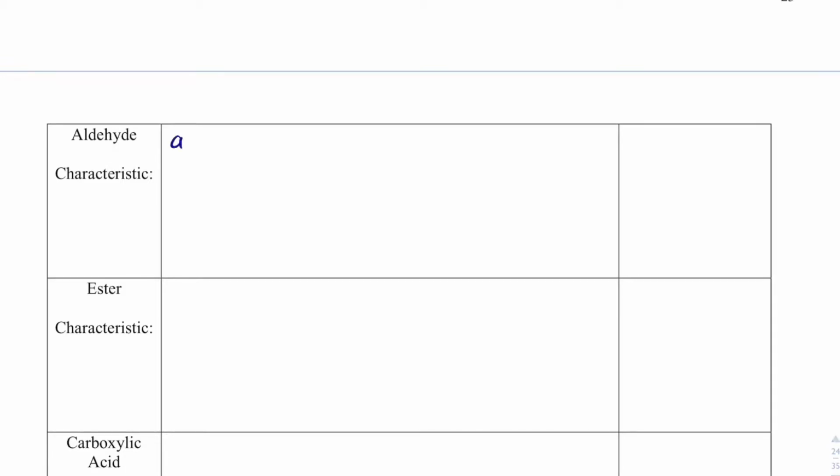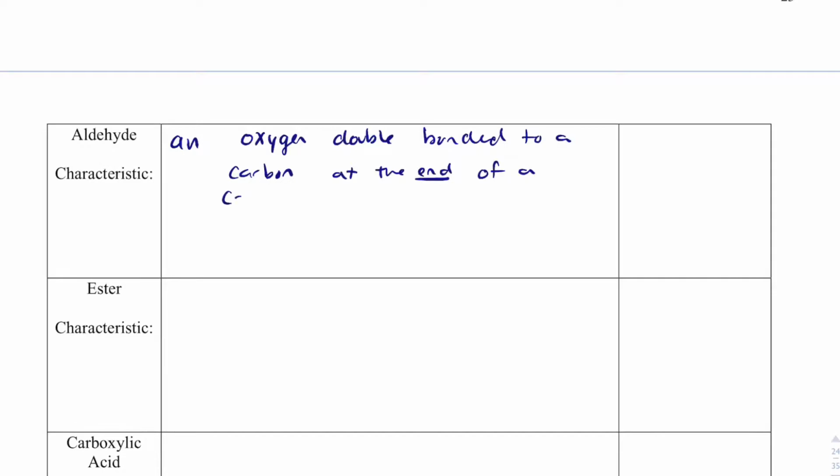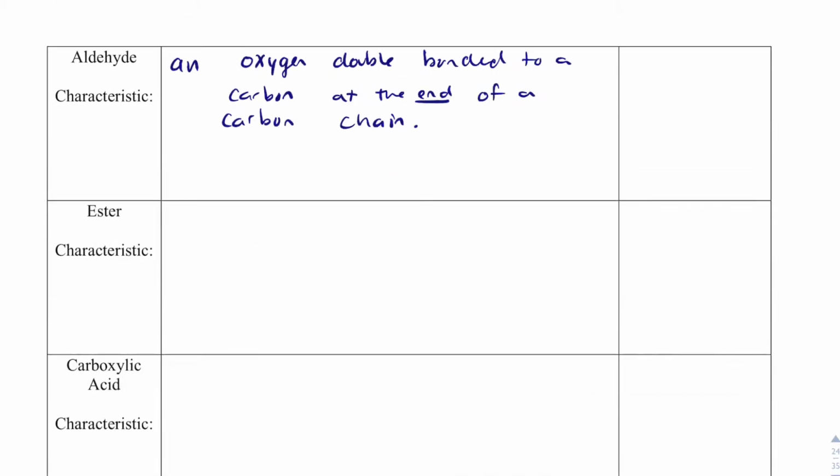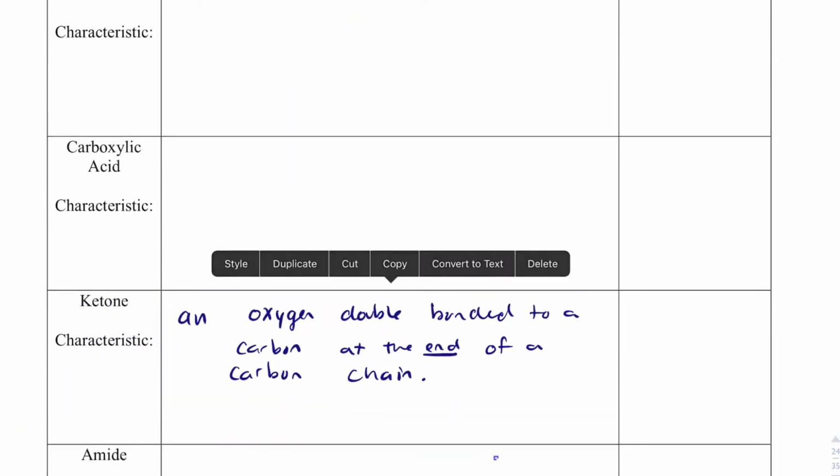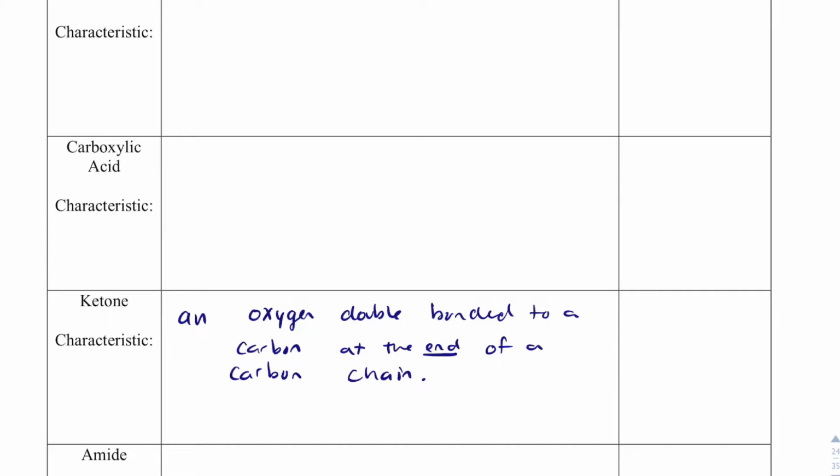So an aldehyde is an oxygen double bonded to a carbon at the end of a carbon chain. Whereas a ketone is going to be the same exact thing, and so we'll see, I know they're not right next to each other, and I apologize for that, but an oxygen double bonded to a carbon in the middle of a chain.